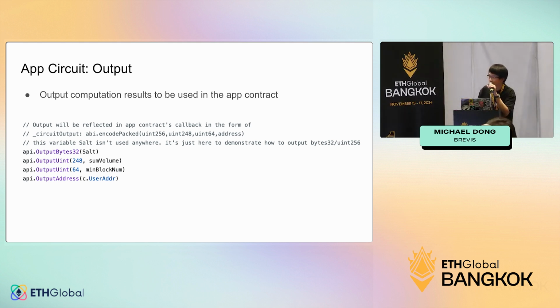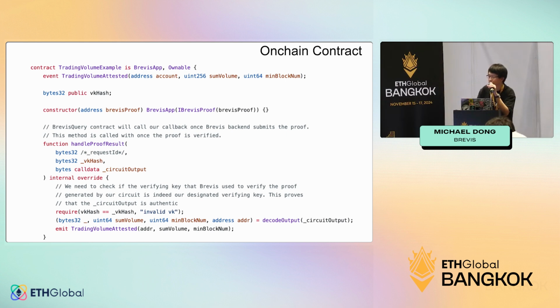And this is the on-chain contract part of the Brevis application. You require VK hash equals VK hash. This is more of a technical detail, but you can just copy it. The idea is to verify that this is the correct circuit, because otherwise you could have some other logic which doesn't match the actual circuit, and I'll present that in the next slide. In this case, we don't actually do anything with the output. We just emit a trading volume attested. But in reality, you can do whatever. You can put all that in a Uniswap V4 hook, so you can lower the trading fee for the user.